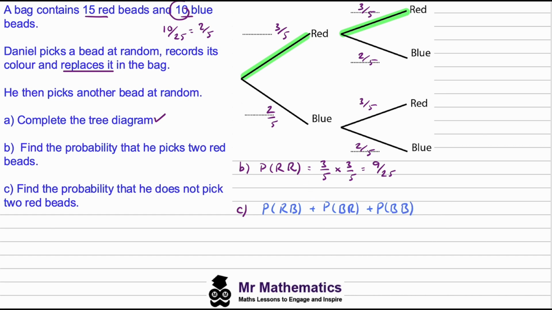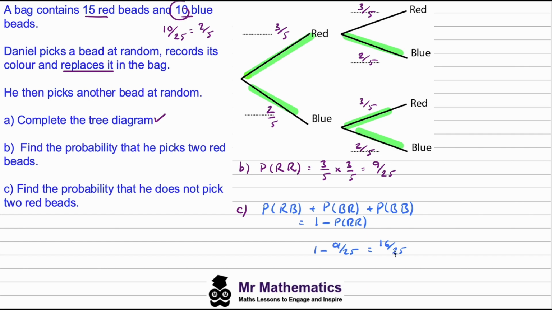So if we identify these paths, a red and a blue, or a blue and a red, or a blue and a blue, you can see there's 3 possible combinations, and all 4 combinations will add up to make 1. So it's easier to have 1 subtract the probability of a red and a red, which we've already worked out here. So this will be 1 minus 9/25, which gives us 16/25. Okay?